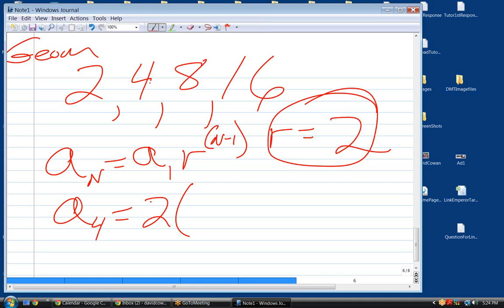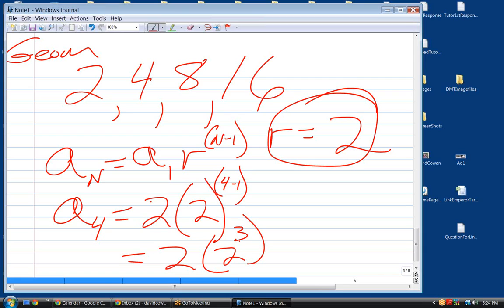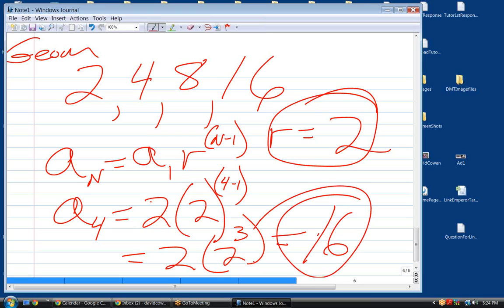You get R by dividing any term by the previous term. You can pick any term in the sequence and divide it by the previous term, and you always get 2. So R is 2. I'm going to raise it to the n minus 1 power. Well, n is 4, so n minus 1 would be 4 minus 1. So now we're talking 2 times 2 cubed. Well, 2 cubed is 8. That's 16. That is indeed the fourth term.